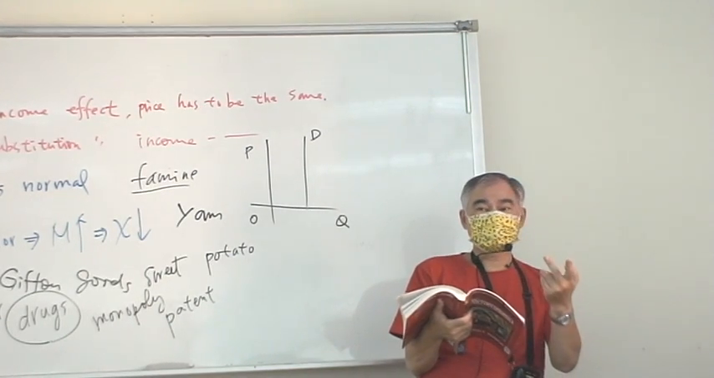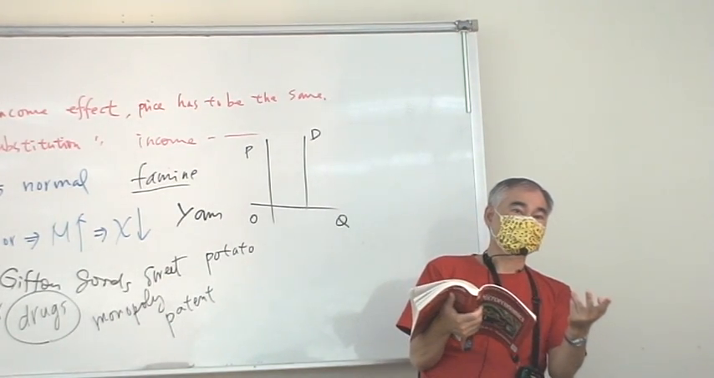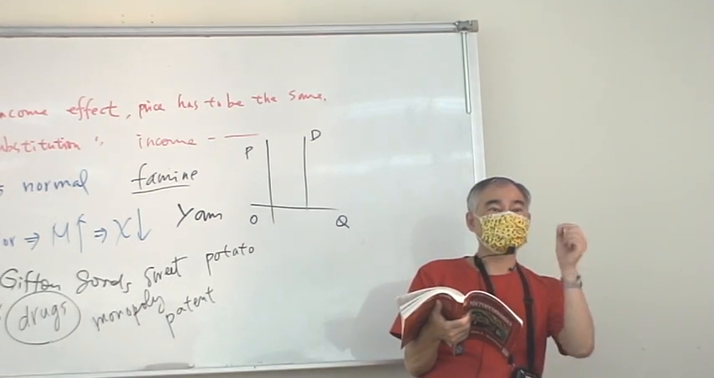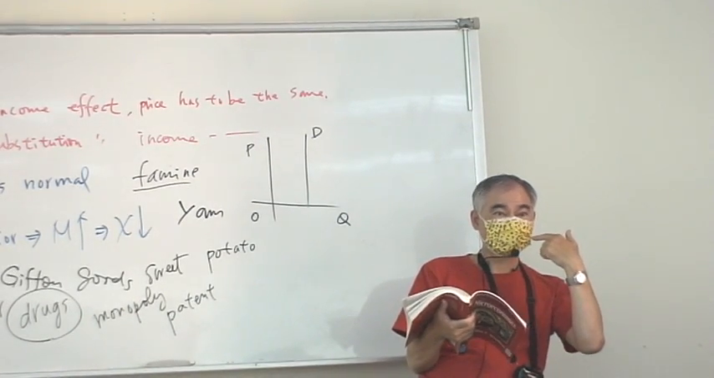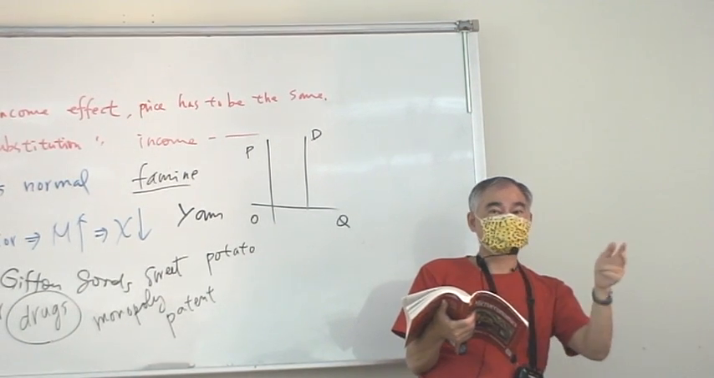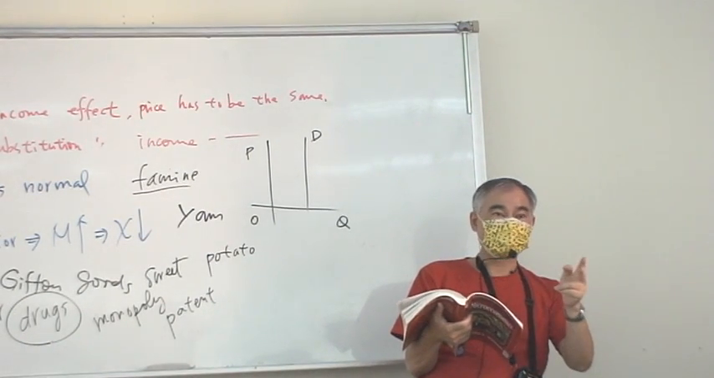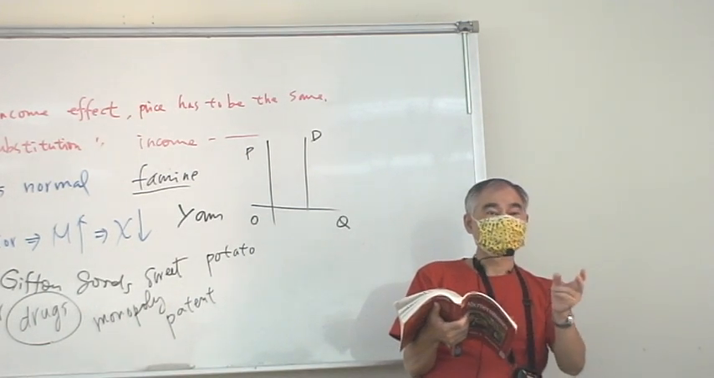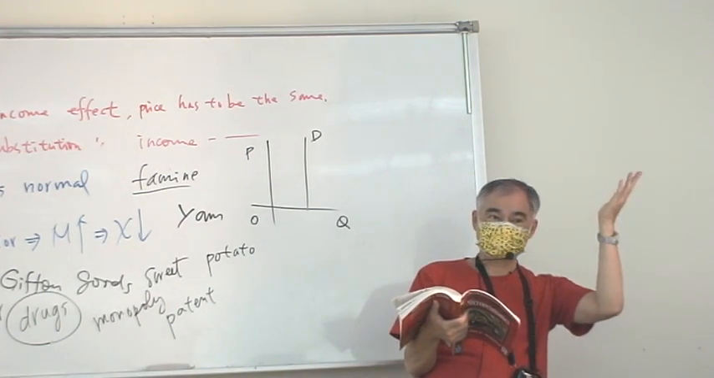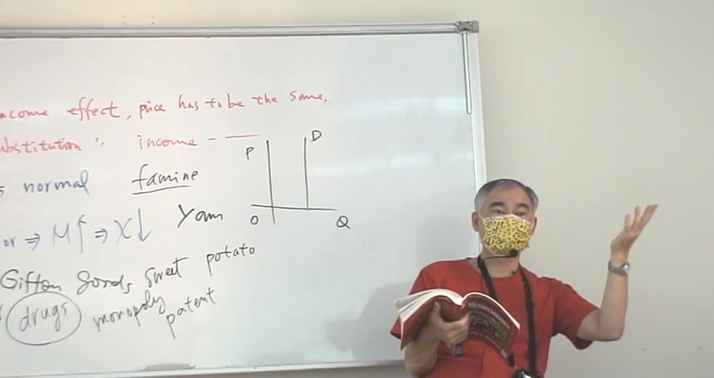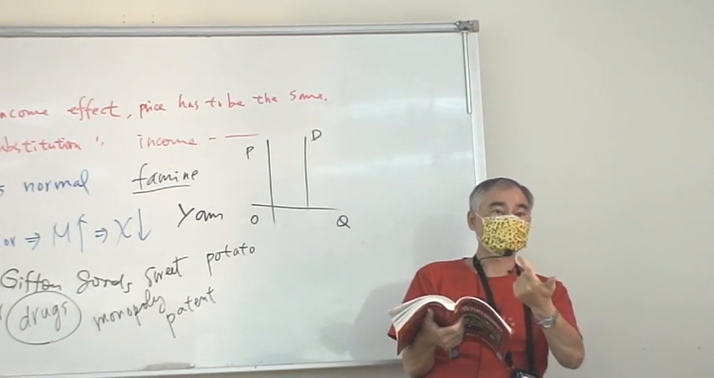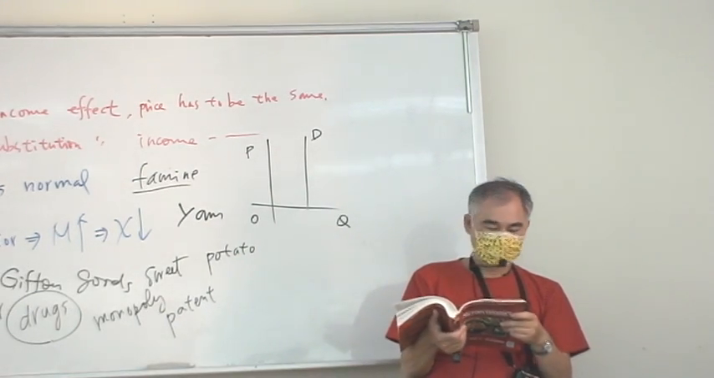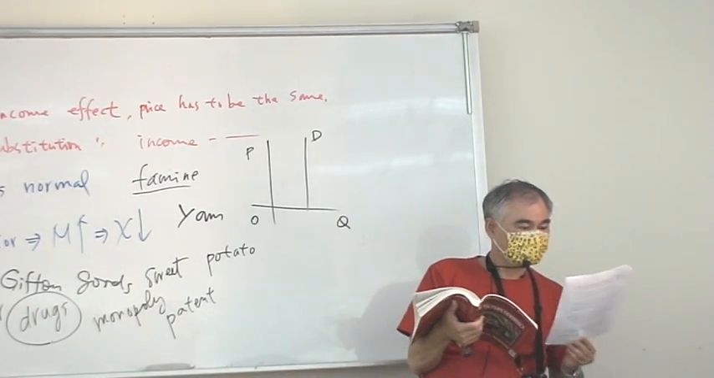Mercury becomes more expensive, right? And mercury is used together with silver to fill your teeth. So mercury and silver are complements. They are used together. Now mercury is more expensive, so your demand for silver will go down. Any questions? Okay, next one.